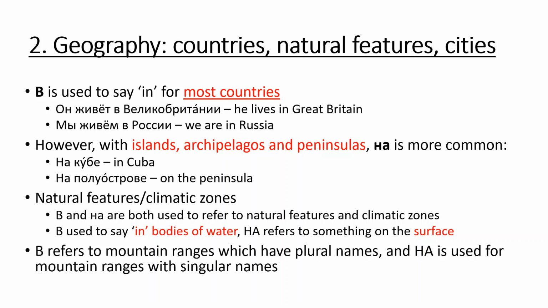But there is a clear distinction with bodies of water, because v refers to something that's inside the water, submerged in water, whereas na generally refers to things that are on top of the water, just on the surface of the water. And then finally we have mountain ranges, which we're going to go into more detail about, and v is generally used for mountain ranges that have plural names, so the Alps, the Andes, etc. And na is used for mountain ranges which have singular names. So it's kind of random. These are just hopefully rules that can help you to decide whether to use v or na.